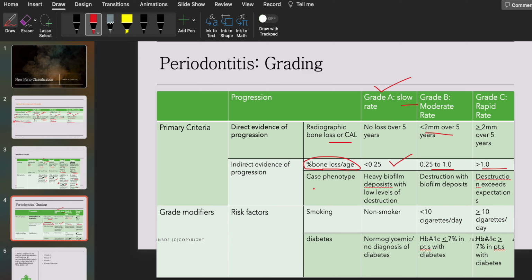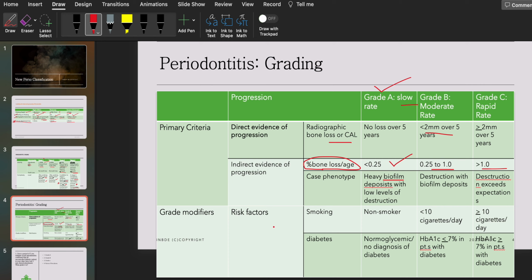Now again, case phenotype: for grade A, heavy biofilm deposits will be there with a low level of destruction. So there will be heavy plaque, but the destruction is going to be low. Again, for grade B, there will be destruction with the biofilm deposits, meaning that the destruction and the plaque are the same. For grade C, the destruction is going to be more than the plaque deposits.